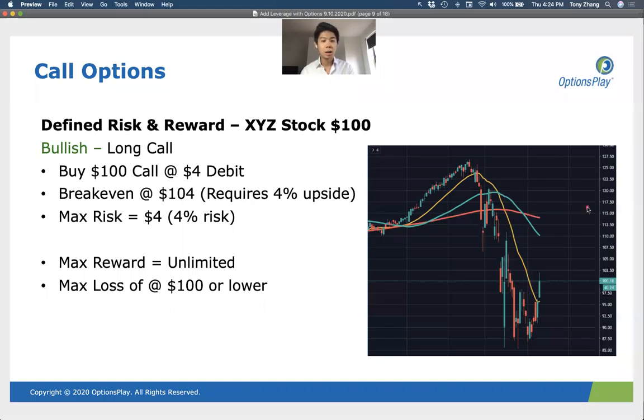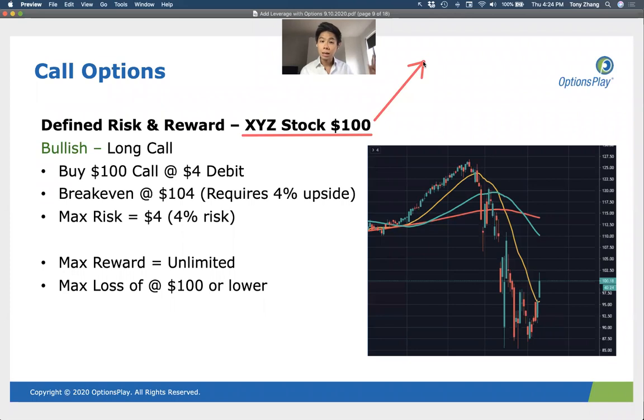So let's talk about stock XYZ trading at $100. And I think the stock is going to go higher, right? So normally as a stock investor, what would I do? I would buy the stock and hope and wait for the stock to go higher. But when I'm an options investor, I can't just go out there and buy a call option because I think it's going to go higher.